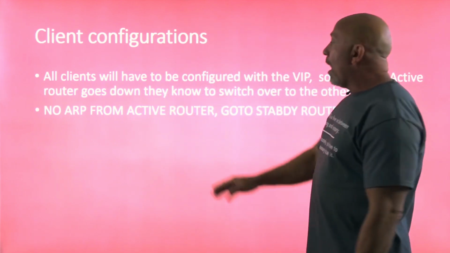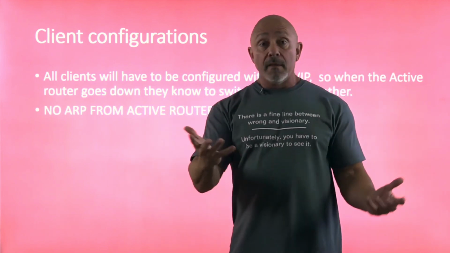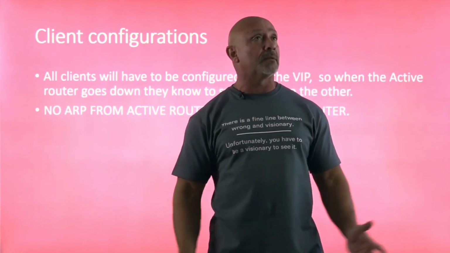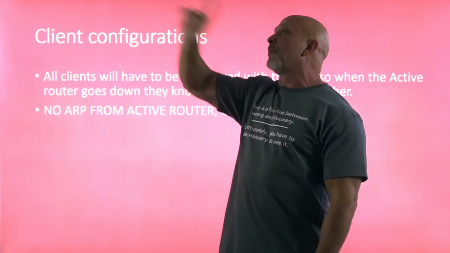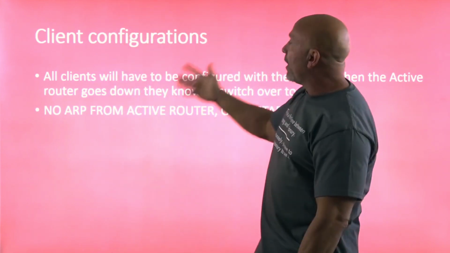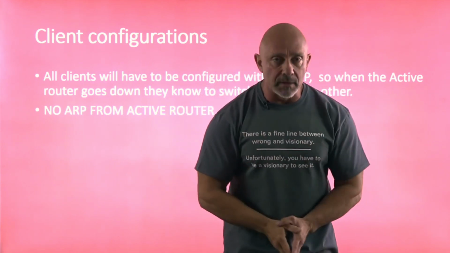No ARP from the active router, go to standby. That's what it means. So the clients are like, hey, I'm not getting any ARP. What happened to the ARP? I don't see any MAC addresses coming back. Now it's coming from this guy. Oh, okay, let me go this way. So that's how they know. So this is what HSRP is. This is what you need to understand, what it does.